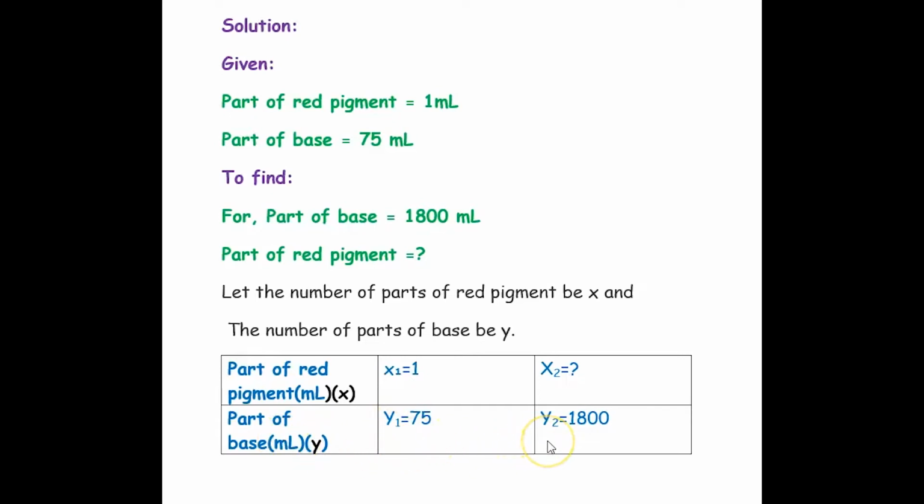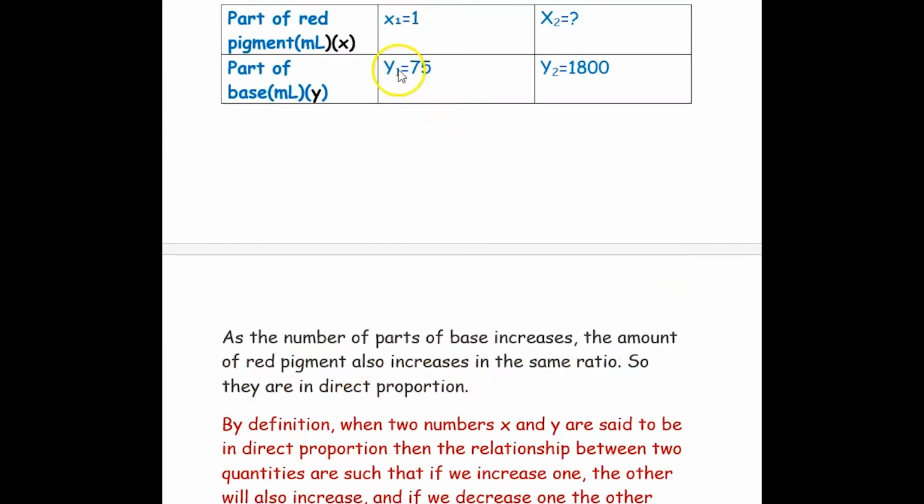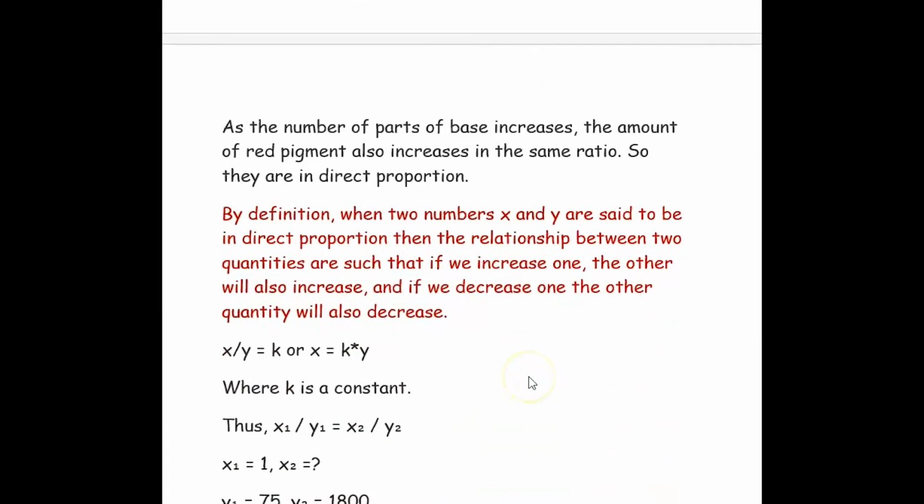Now the next part, they have given part of base as 1800 ml. So Y2 is 1800 ml, and we want to find the part of red pigment, which we will take as X2. Hope you are clear how to form the table from the given data. From the table it is clear that as the number of parts of base increases, the amount of red pigment also increases. So it will be increasing in the same ratio. So they are in direct proportion.